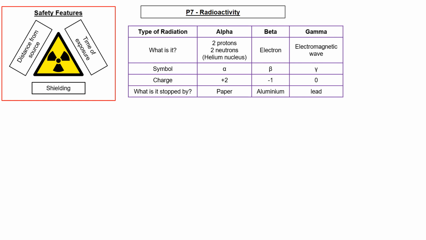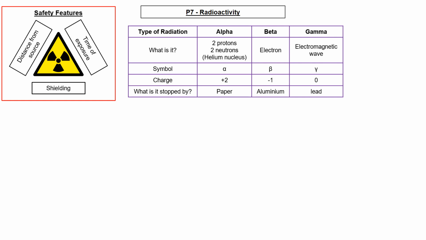Beta particles, these are electrons fired out of the nucleus, not from the outer shells, from the nucleus. This is when a neutron turns into a proton and an electron. There's some other particle physics stuff there you don't need to worry about. It's given the symbol beta, the Greek letter beta, and it's given a -1 charge. It is stopped by about 5 mil of aluminium.